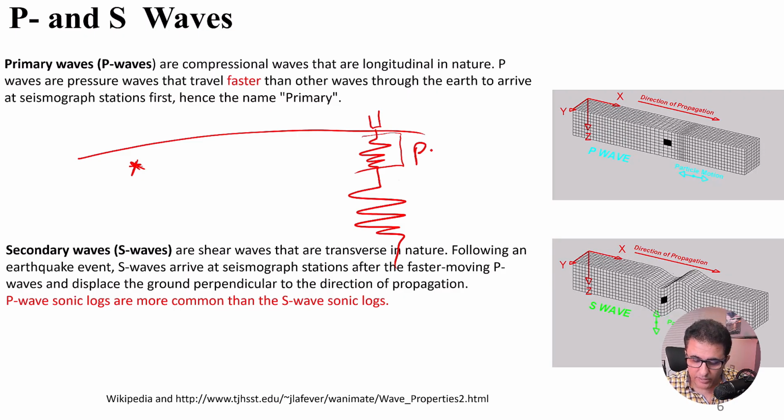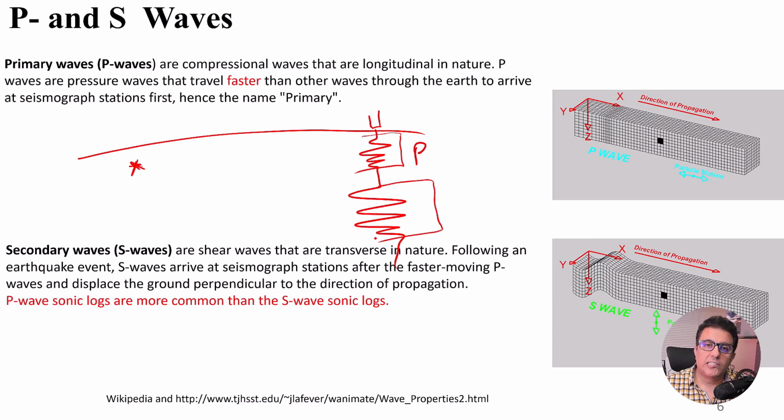And after the first group of the waves, they notice another group of waves that come later, and they call it secondary or S wave. And the reason why they come after P wave is because they travel more slowly compared to P waves.